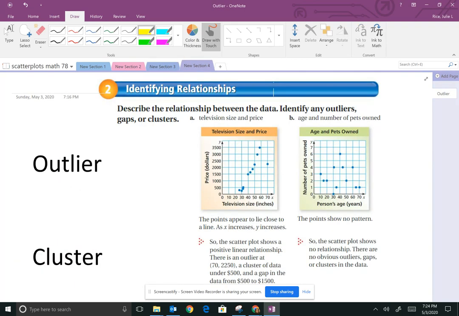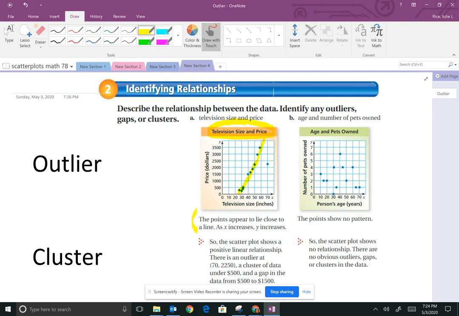So let's look at an example. On here, it says, describe the relationship between the data. Identify any outliers, gaps, or clusters. The first one is going to compare the size of a TV and the price. If I look here, it looks like it's going on an upward trend, okay? Not perfect, but the points appear to lie close to the line. And as x increases, y increases. Kind of makes sense. The bigger TV you want, the more money it's going to cost.